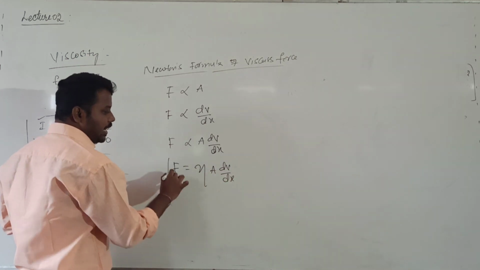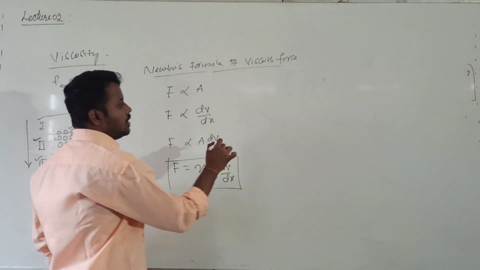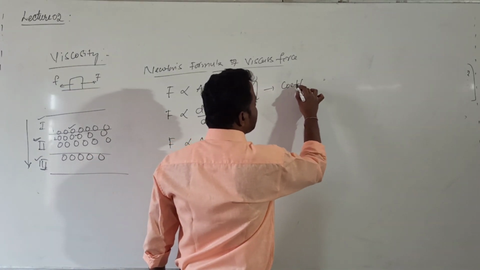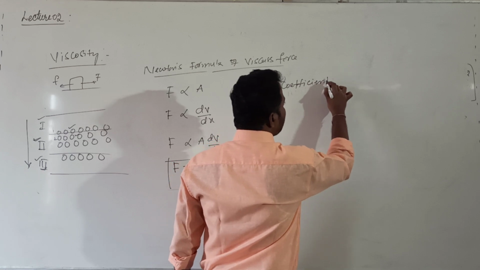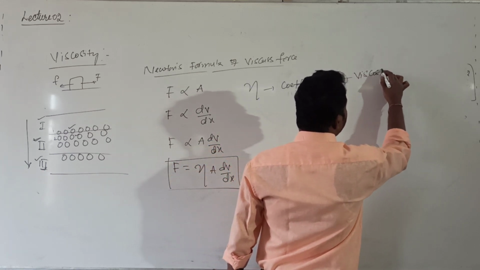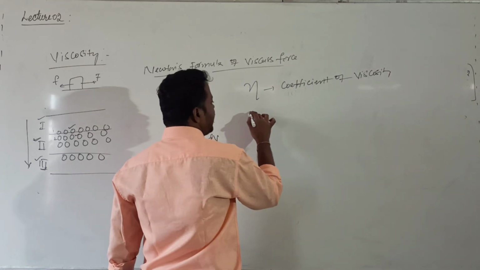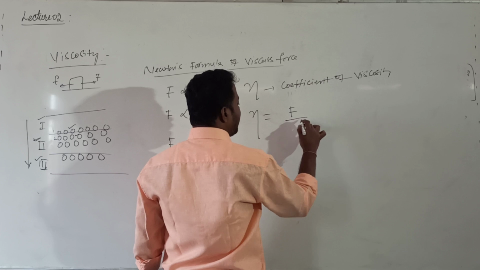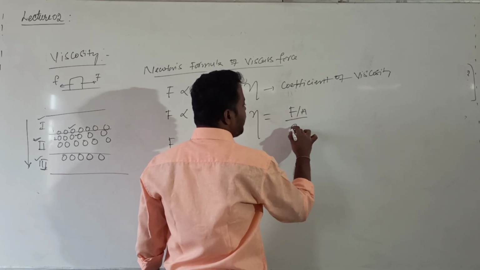Here eta is the coefficient of viscosity. What is the name of eta? Coefficient of viscosity. So how can we define the coefficient of viscosity? Eta is equal to F divided by A into dV by dx.